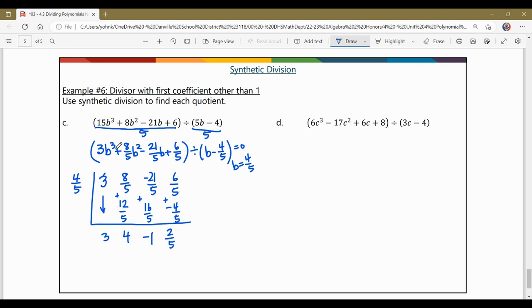My original problem started with a third power, so I'm going to start with a second power. So 3b squared plus 4b minus 1 plus 2/5 over b minus 4/5. Well, I can clean that up and say 3b squared plus 4b minus 1. I'm going to multiply top and bottom by 5. So that gives me 2 on top and 5b minus 4 on the bottom.